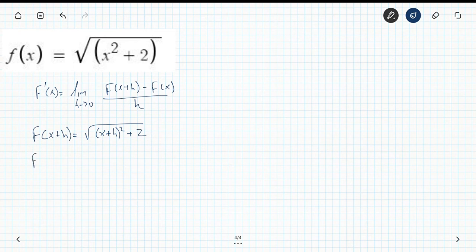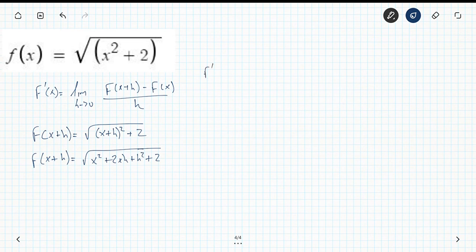So you simplify that, and this is what you're going to get. The square root of x squared plus 2xh plus h squared plus 2. Boom. Okay? So we're good now. We are going to plug this into our formal definition.